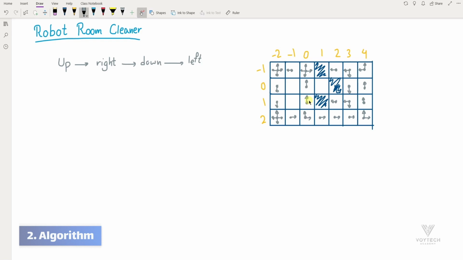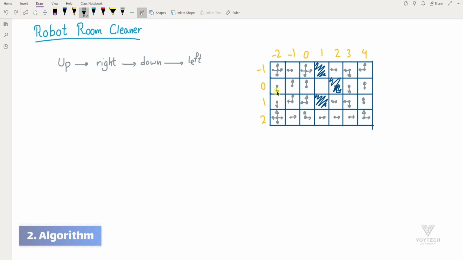Again, up is blocked, right is blocked, down is blocked. So the new direction would be left, it goes left, but it's blocked. So it turned right, and the new direction will be up. It goes up, up is blocked, right is blocked, down and left are both blocked. So we backtrack here, then here, here, here, and here.